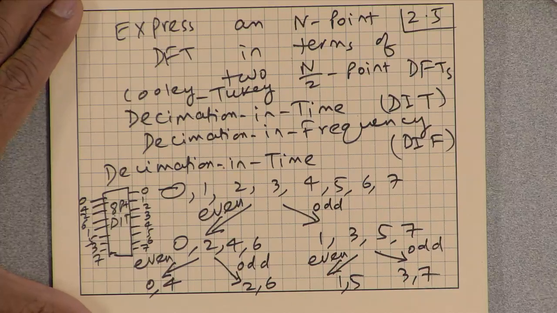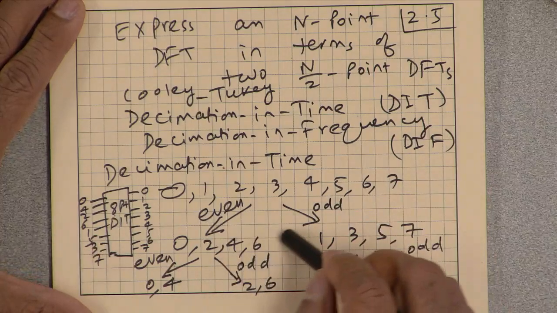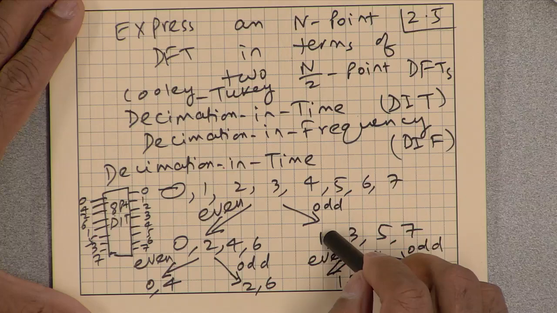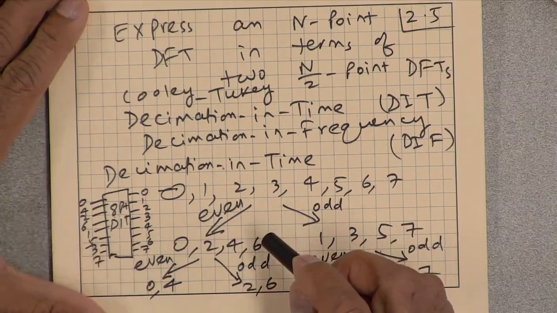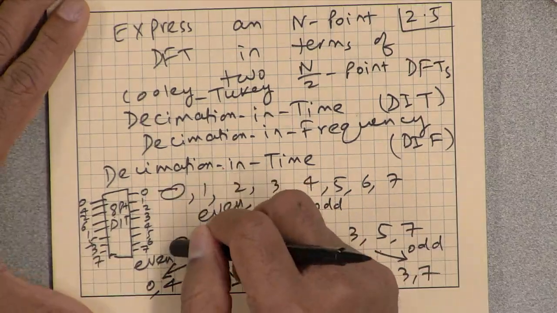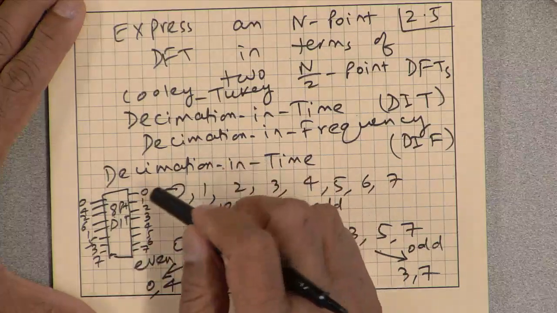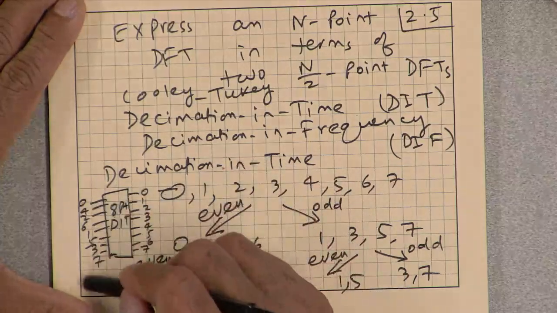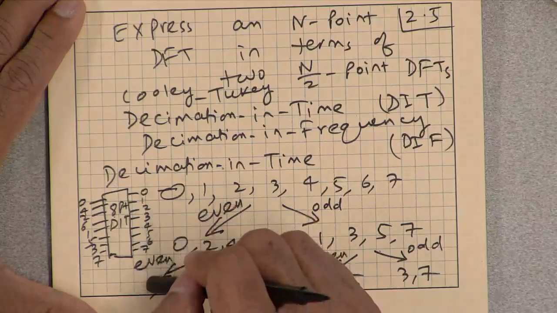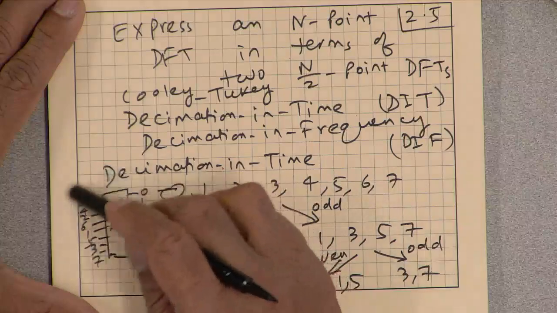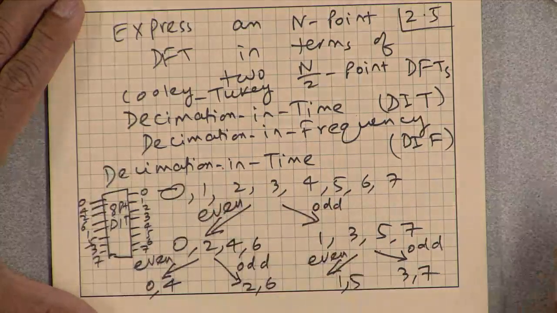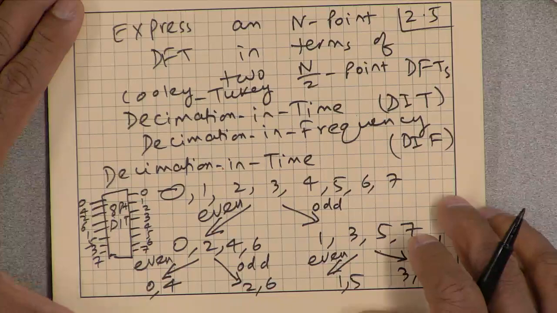What happens in decimation in frequency, instead of downsampling the time domain sequence, the frequency domain computation is done in a way that we will compute the even coefficients and odd coefficients. So the DIF will have the time domain samples in order 0, 1, 2, 3, 4, 5, 6, 7. And the frequency domain outputs will be in that decimated order. So we'll get to that. Okay, so that would be the DIF.